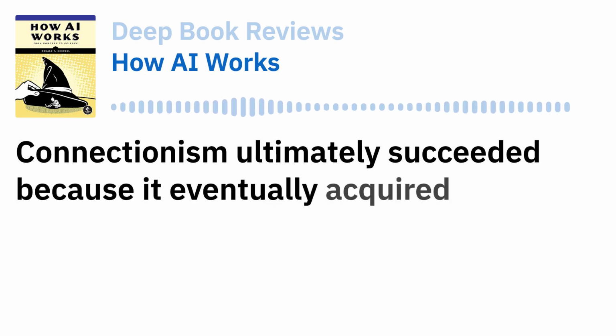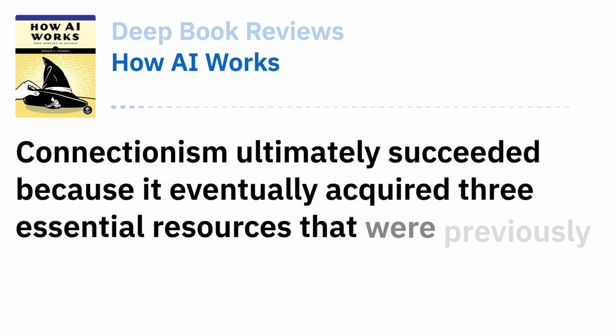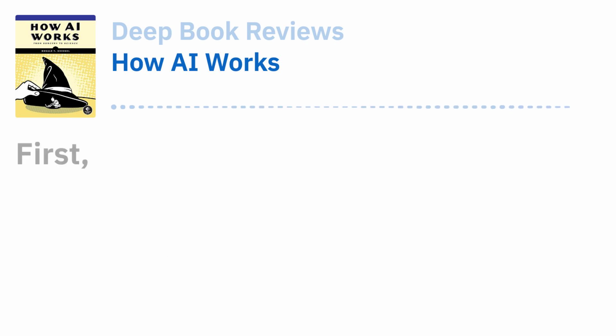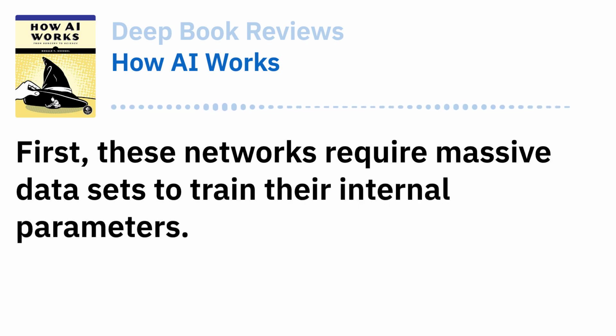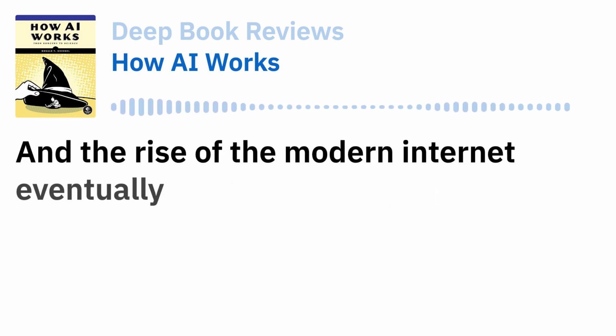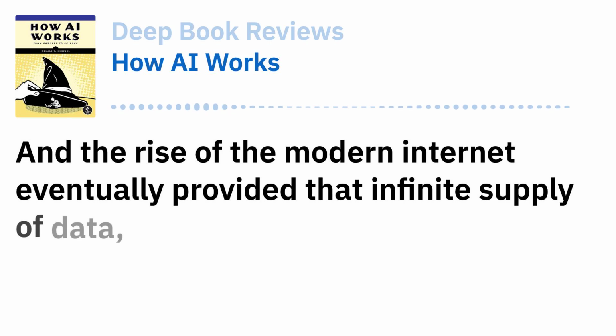Exactly. Connectionism ultimately succeeded because it eventually acquired three essential resources that were previously unavailable. First, these networks require massive data sets to train their internal parameters. And the rise of the modern internet eventually provided that infinite supply of data, right? Right.